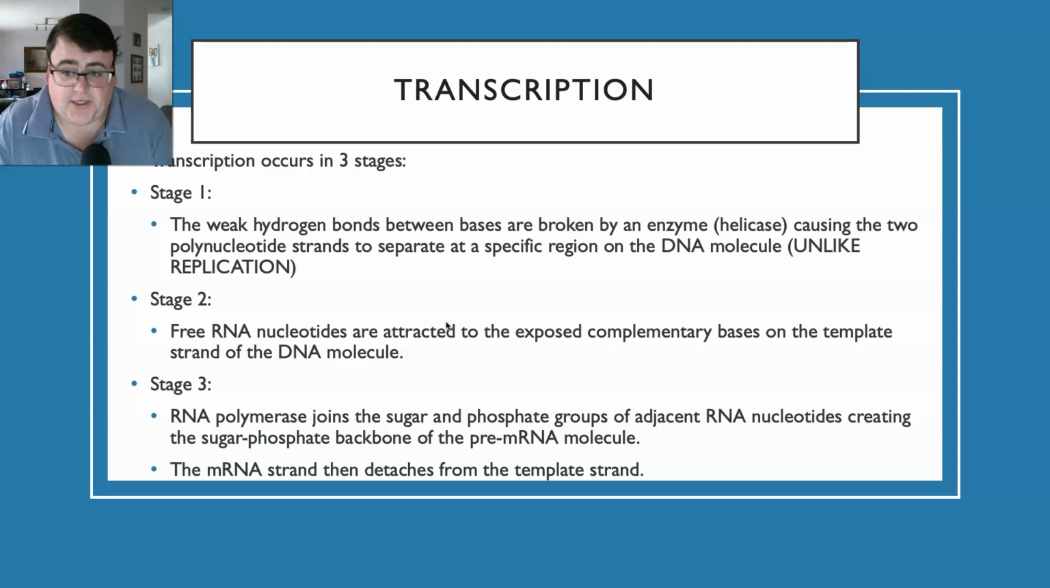Once that specific section is unzipped, we move to stage 2, where the free RNA nucleotides in the nucleus come in, they bond to the complementary bases on the strands of the DNA molecule, and they form those weak hydrogen bonds with the exposed DNA strand. RNA polymerase will then join the sugar and phosphate groups of those adjacent RNA nucleotides, creating a sugar-phosphate backbone. The mRNA strand will then detach from the template strand, and it can then leave the nucleus and make its way to the ribosome in the cytoplasm.